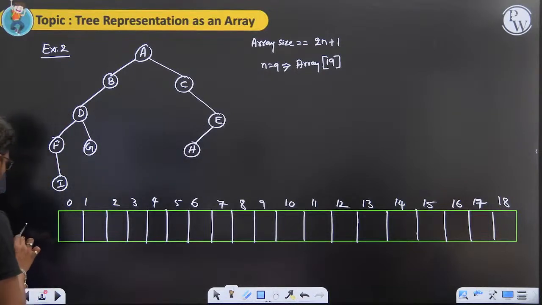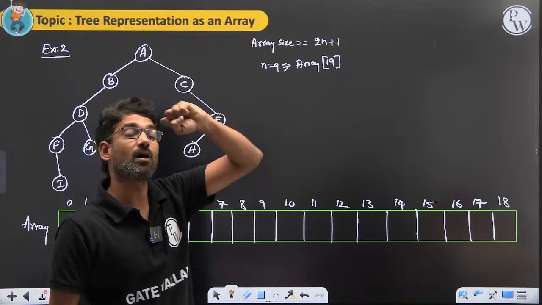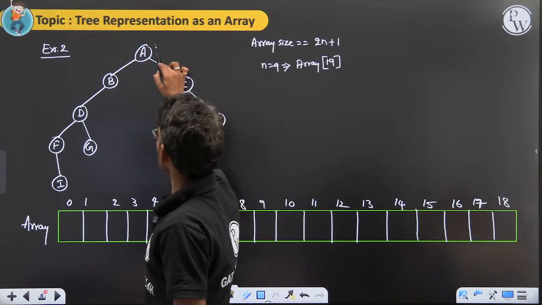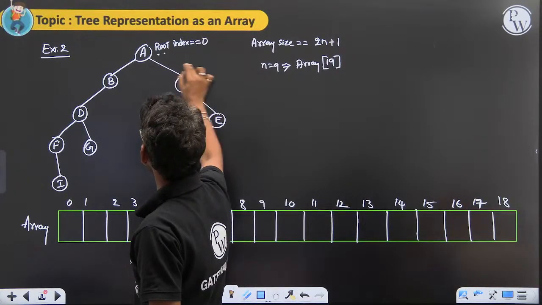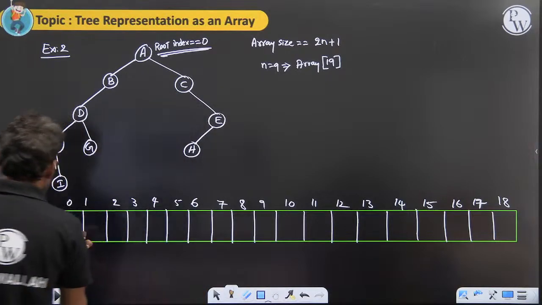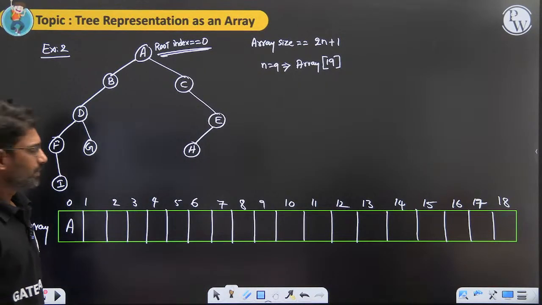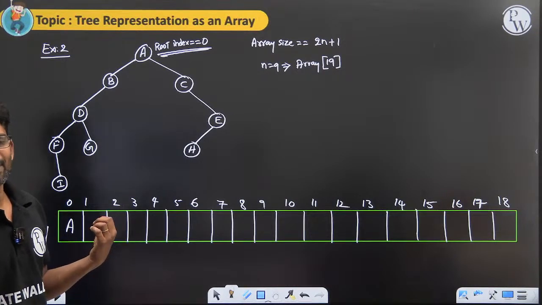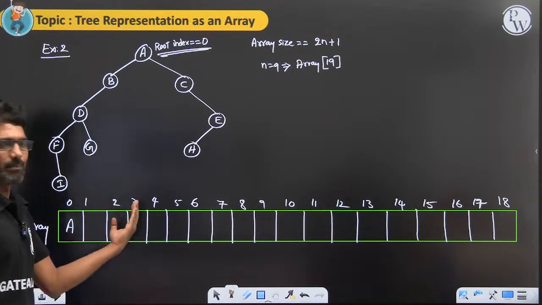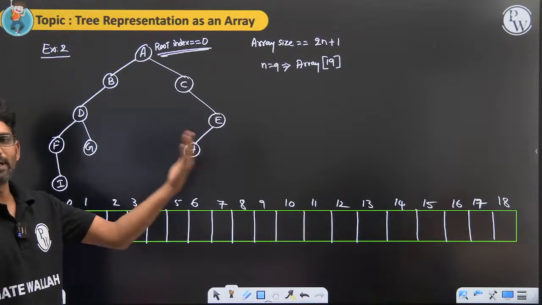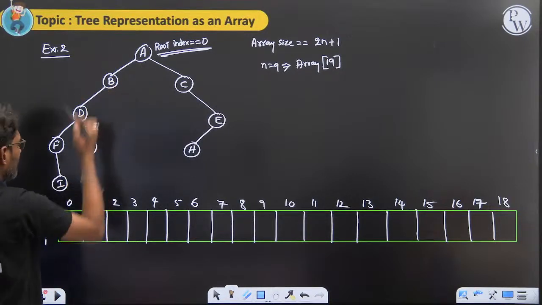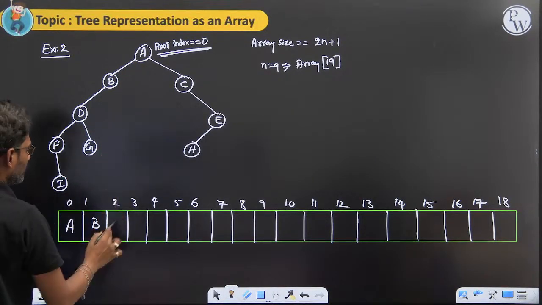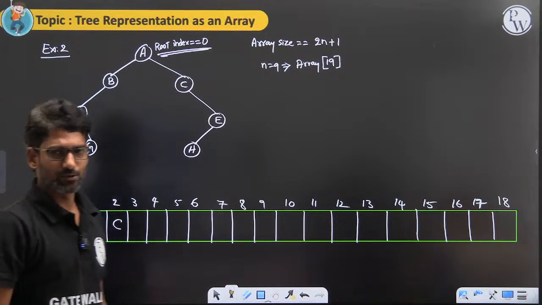Now, root index will always be 0. Root node index will always be 0. So, at the 0th index A will be stored. When a parent index is i, 2i plus 1 will be the left child index, 2i plus 2 will be the right child index, right? So, at 1, A's left child B will be stored, at 2, A's right child C will be stored.